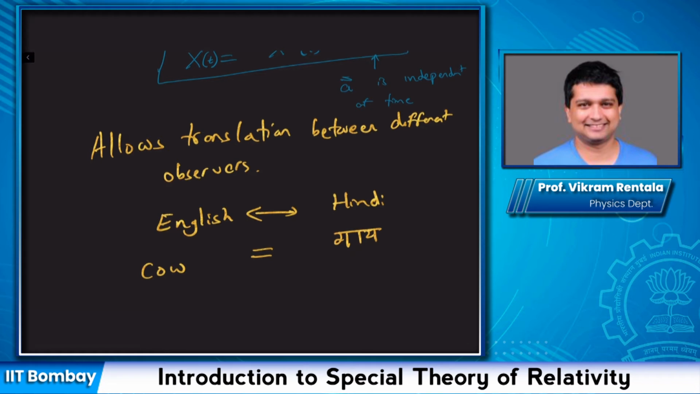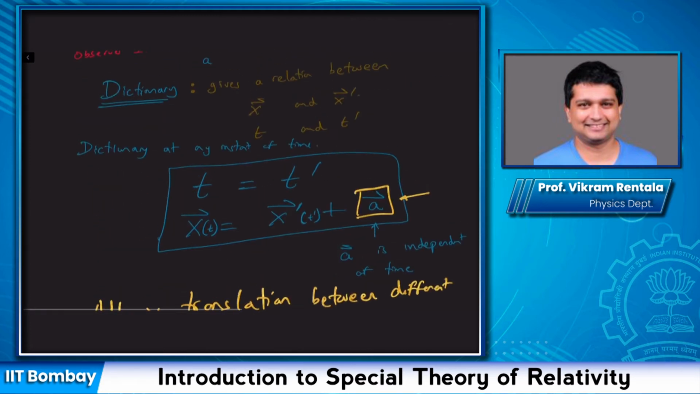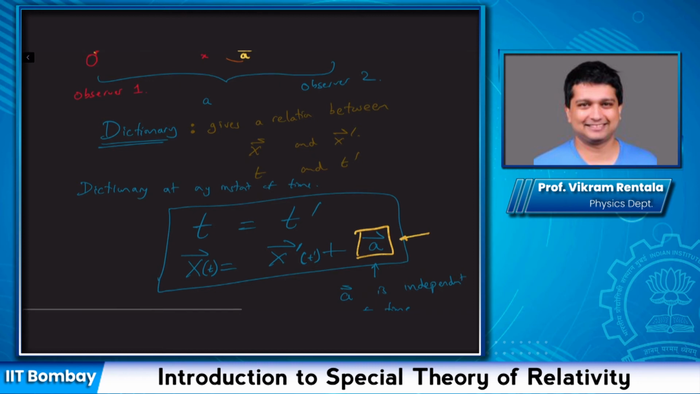Once you establish this correspondence, you can now start talking to each other, okay? You can see that you're really describing the same thing, you just have different words for it, okay? That's exactly what's going on over here. You have different words to describe the same particle, the position of the same particle. You have different time coordinates, you have different position coordinates. Different observers are using different time coordinates and different position coordinates.